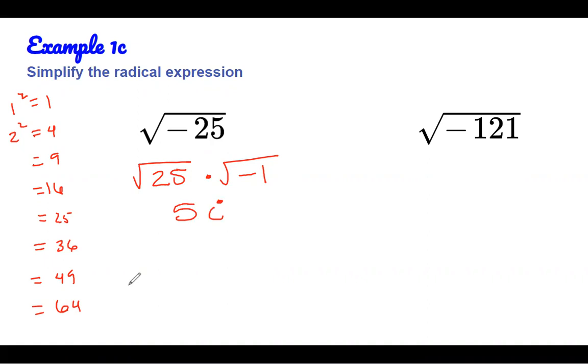All right, the next one. Square root of 121 times the square root of negative 1. What is the square root of 121? 11. And what is the square root of negative 1? i. So this is 11i. Yay. Ready to step it up?